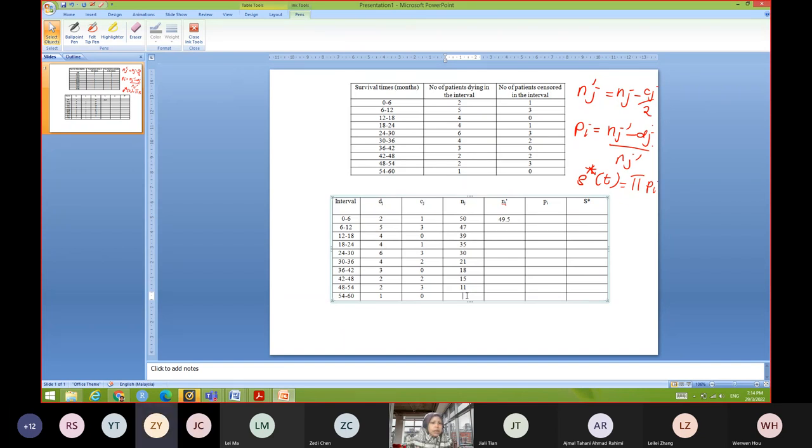Hi, doctor. NJ at interval 36 to 42 should be 15 instead of 18. 15? Yeah. Which one? 30, 21, 15? Yep. And then it is 12, 8, and 3. Thank you. Okay, so can you calculate your N prime J?